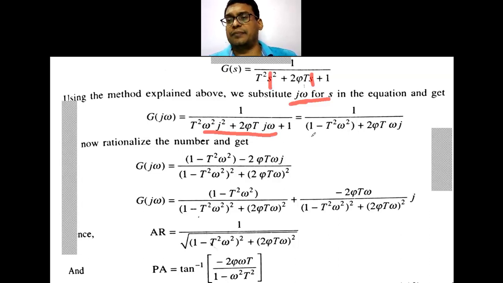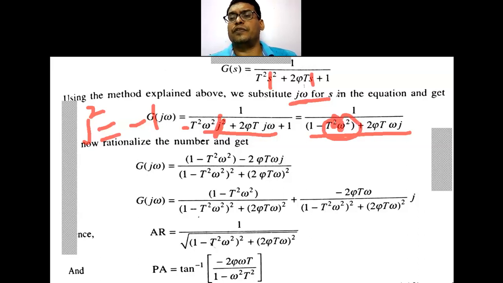Then this can be simplified here as j square, which is equal to minus 1. So this is what t square omega square will become with a negative sign.